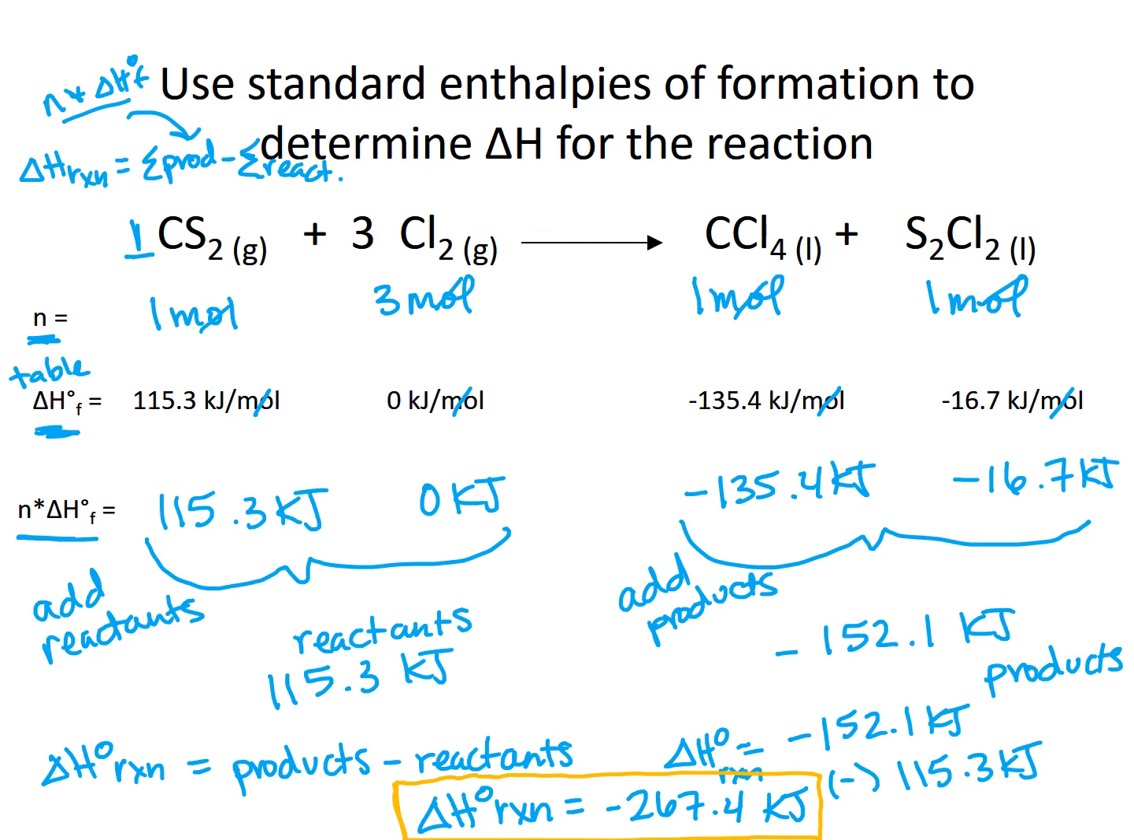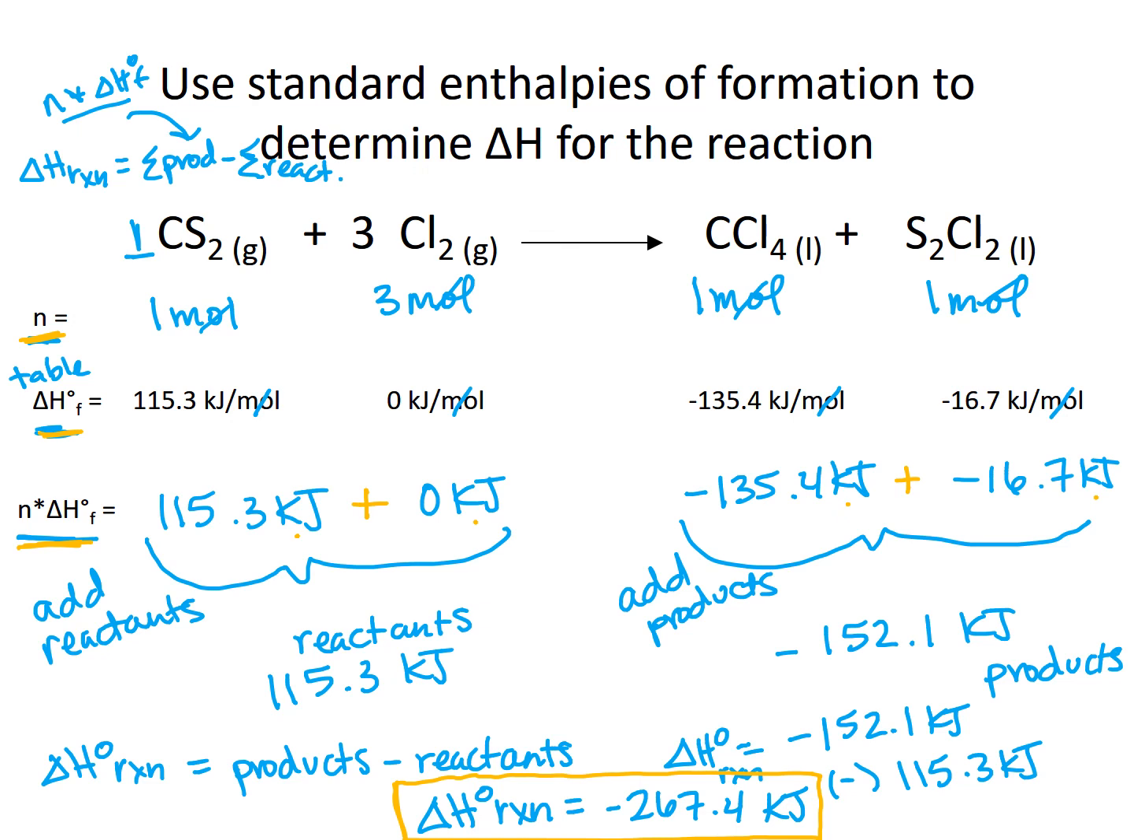Okay, so laying this out helps me avoid a lot of math errors. Okay, I have my number of moles, I have my delta H of formation from the table. I multiply those two together and get all of these numbers in kilojoules, all of my reactants, all of my products. Next, I add these numbers together to get my total reactants. Then I add my products together to get the total energy of my products. Okay, last step is I find my delta H of the reaction by taking products minus reactants.